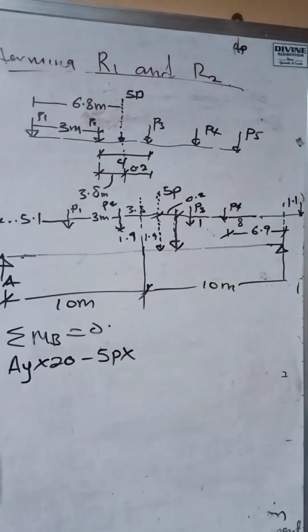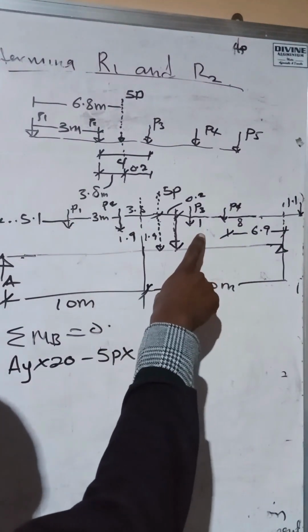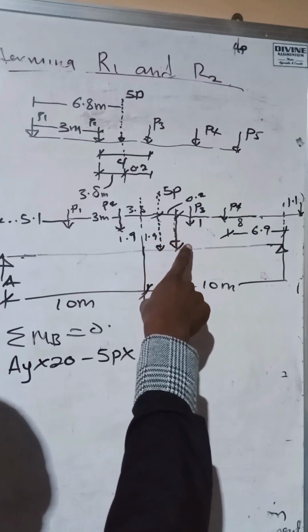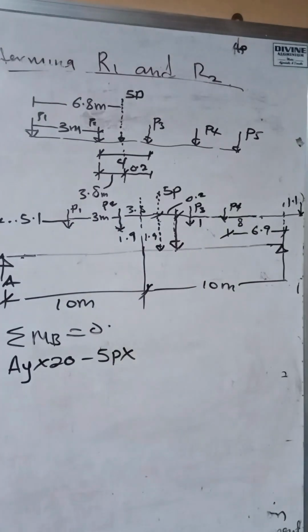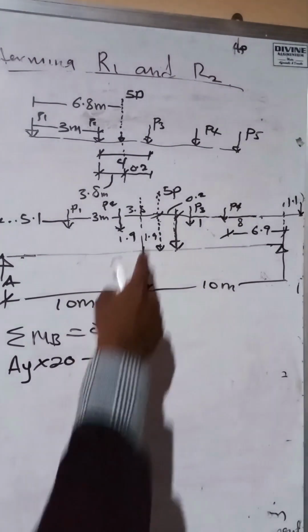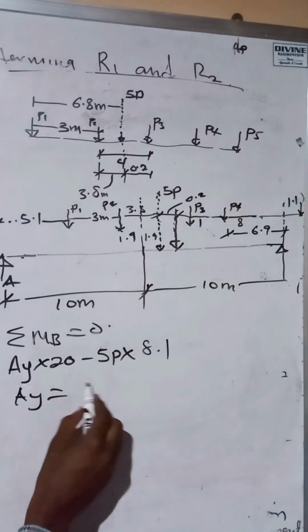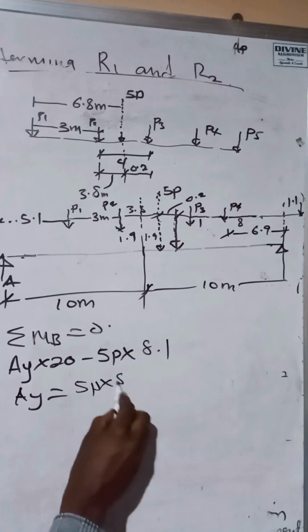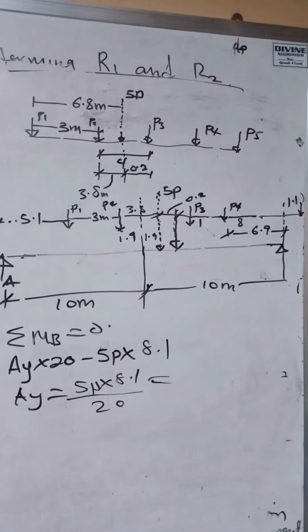Let's find out what is left over from the resultant load. This is 6.9, and this one is 7.9. 7.9 plus 0.2 will give you 8.1. 8.1 plus 9. So it means that our AY becomes 5P times 8.1 divided by 20. If we do that, we are going to obtain a value for AY.